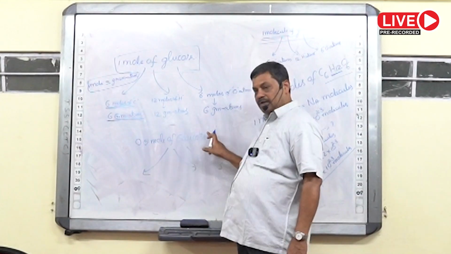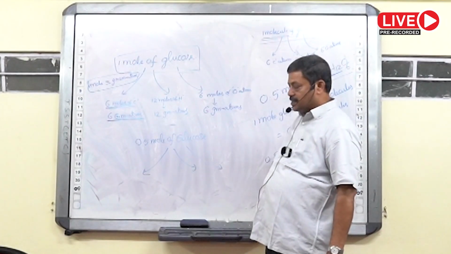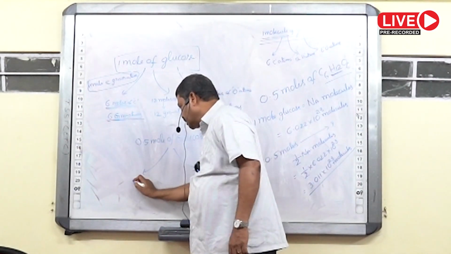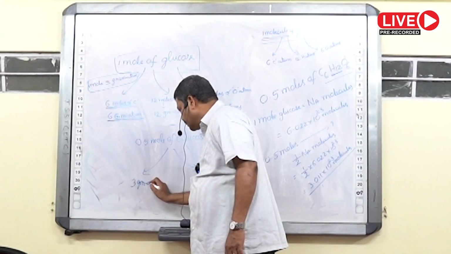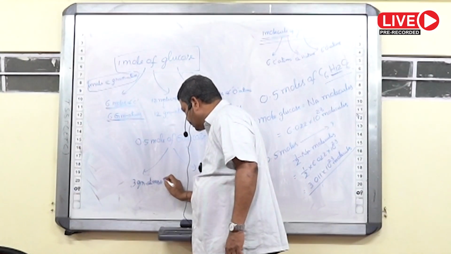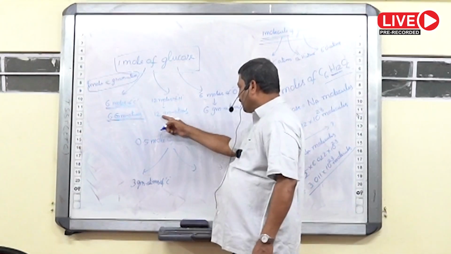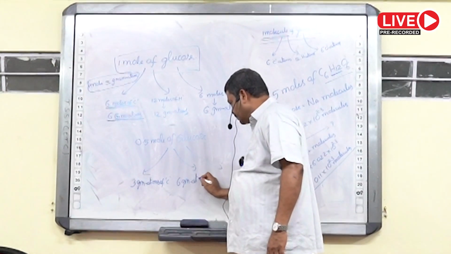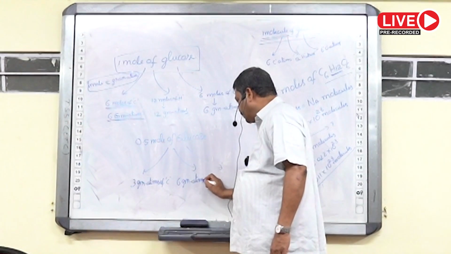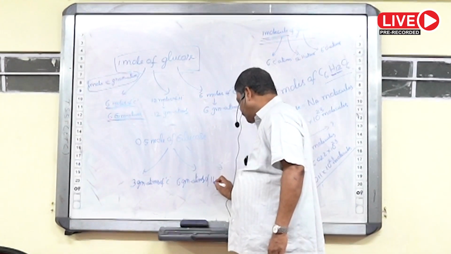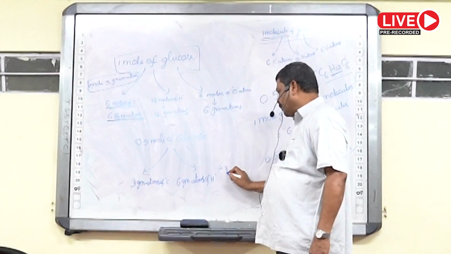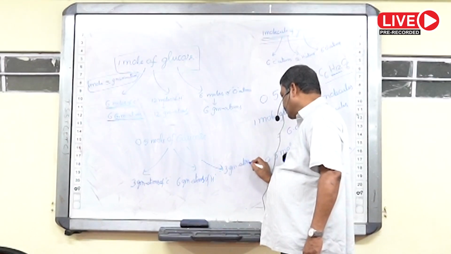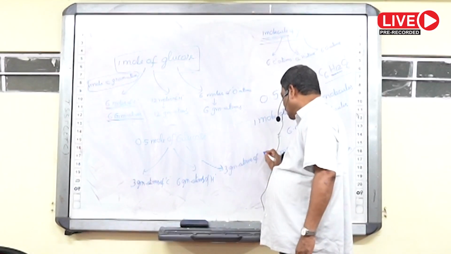But if I take half mole, how many gram atoms of carbon? Half of this, so 3 gram atoms. Half of this, 6 gram atoms of H, and 3 gram atoms of oxygen.